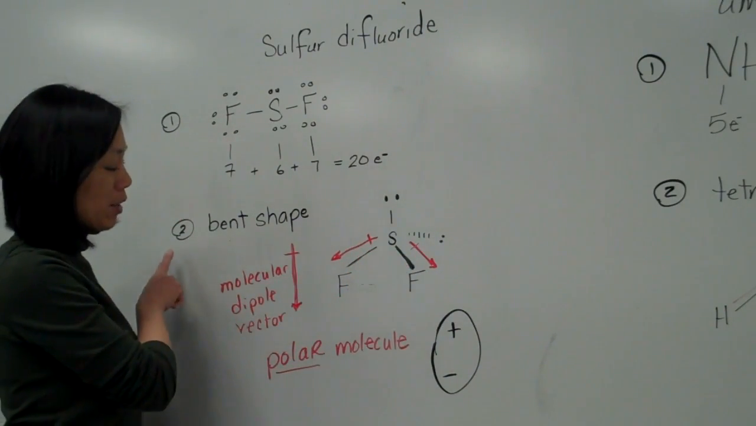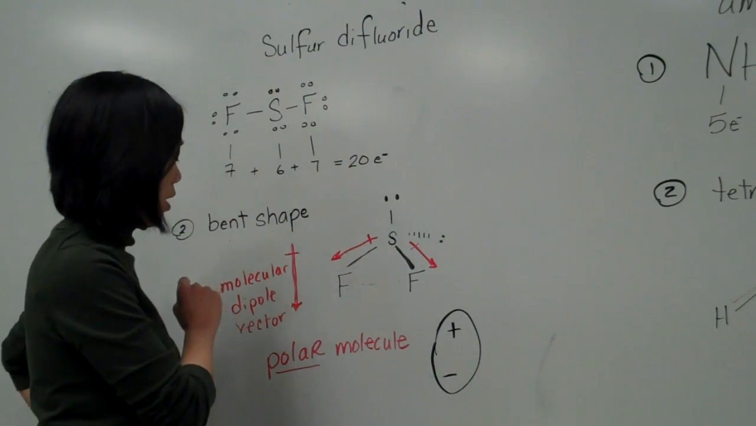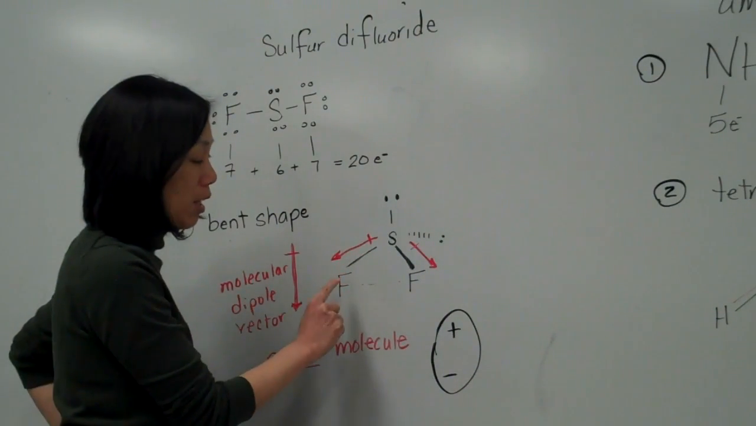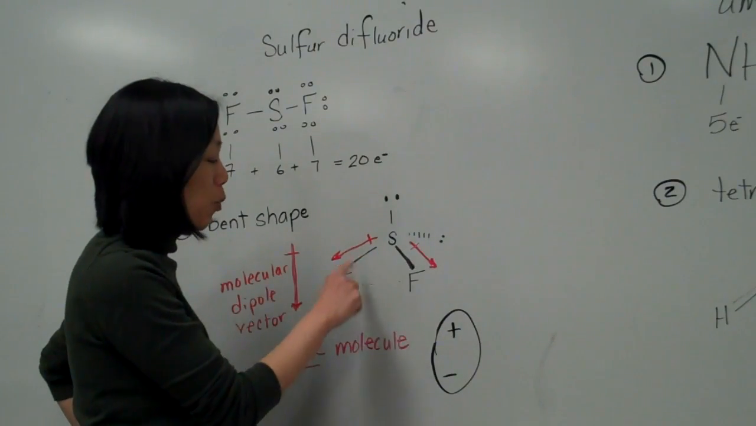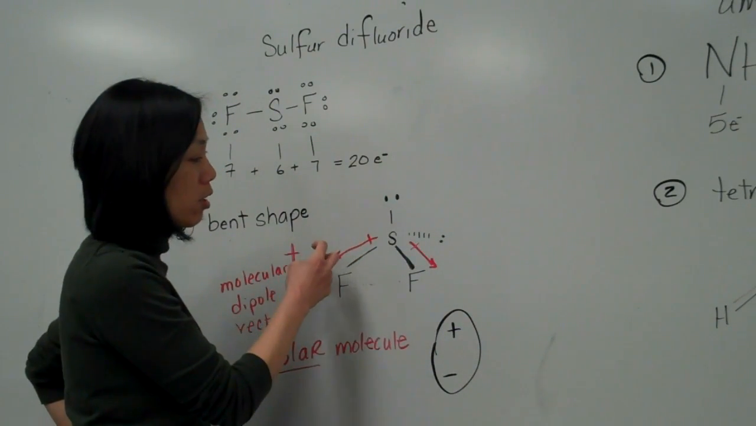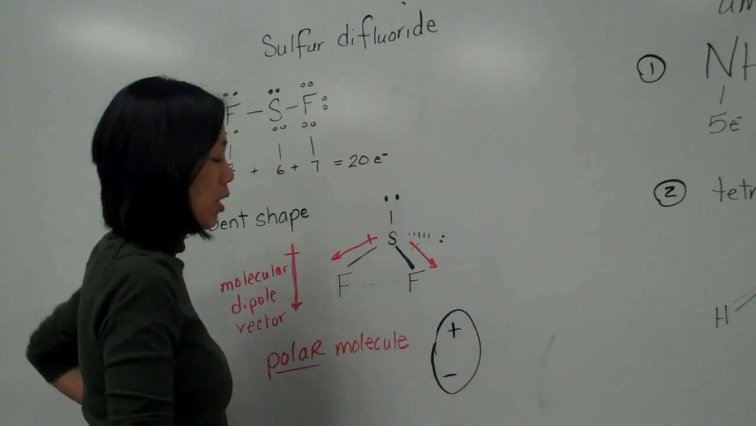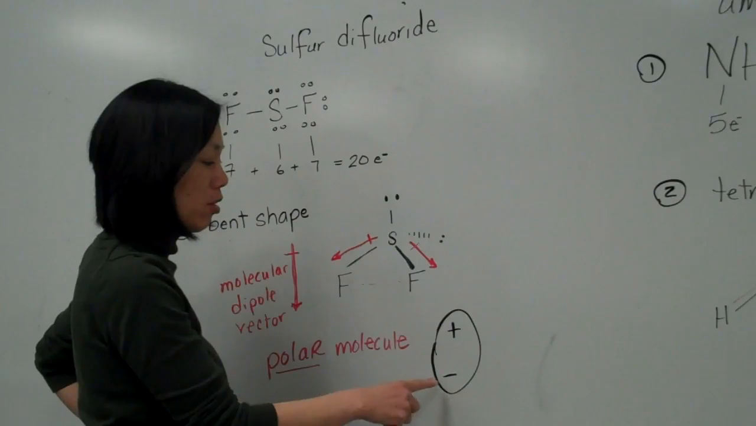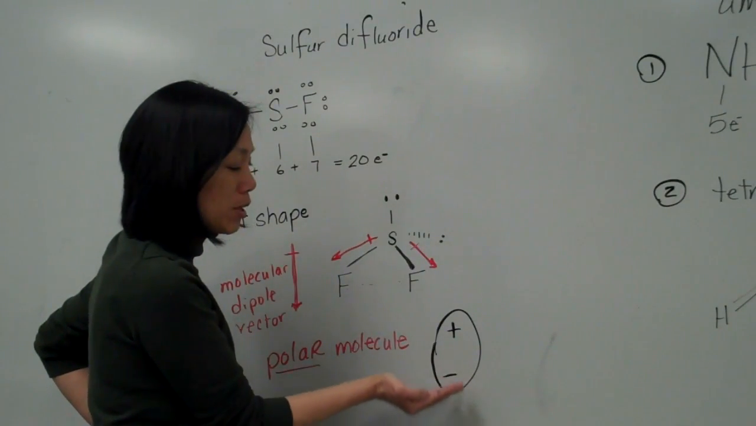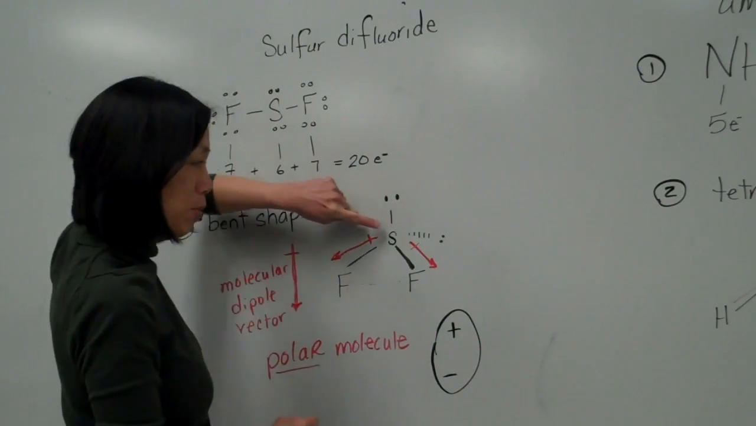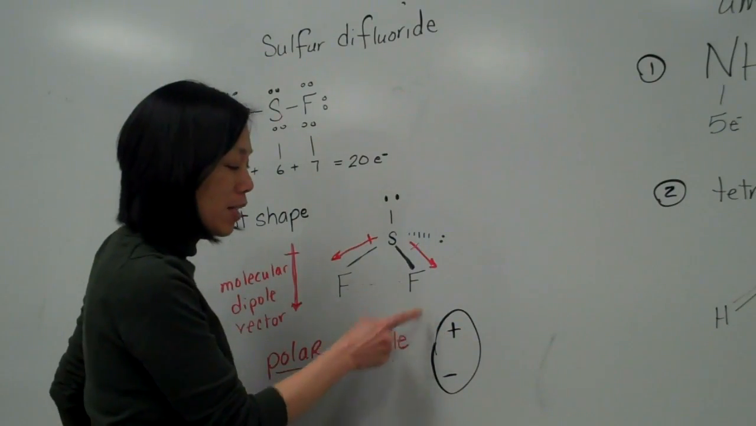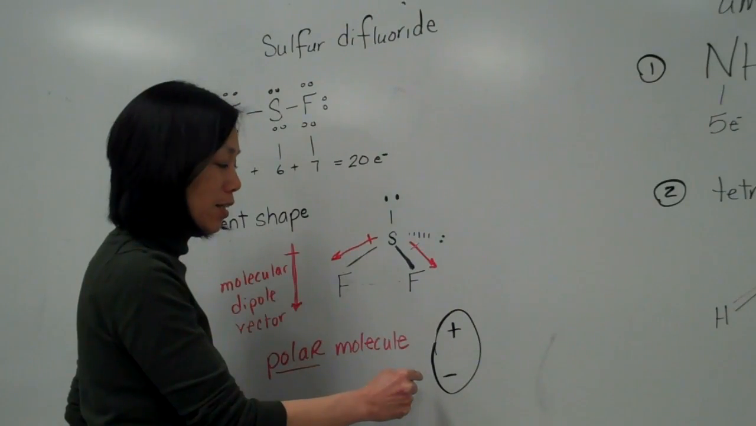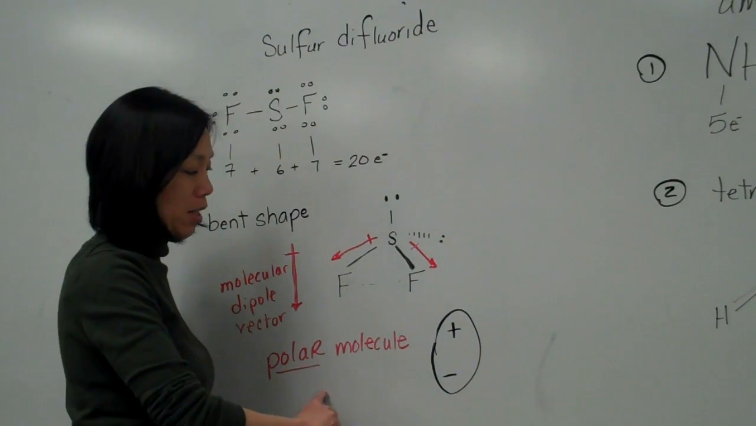So after you calculate the shape, what you can do is look at the individual bond vectors and see that fluorine, being of the highest electronegativity, will pull a lot of the electrons closer to the ends. What this looks like in a 3-dimensional shape is that in the molecule, the fluorine end is going to be more negative, and the sulfur end, that would be up here, is more positive. This looks like a magnet, and this is what is defined as a polar molecule.